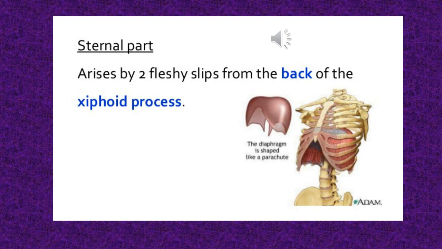The sternal part, as the name suggests, arises from the sternum. It arises by two fleshy slips from the back of the xiphoid process of the sternum.